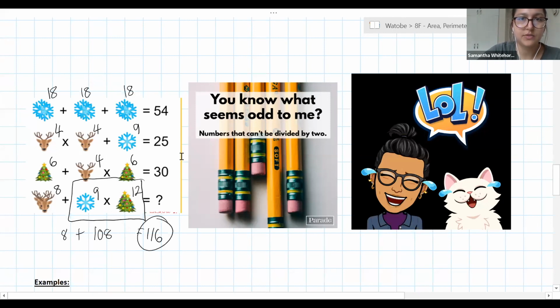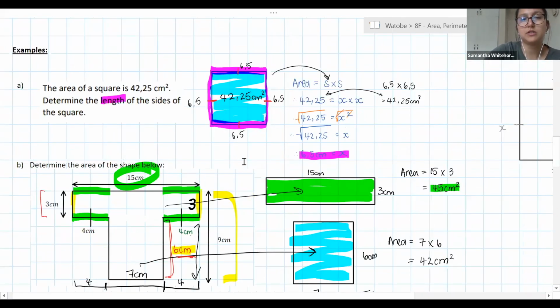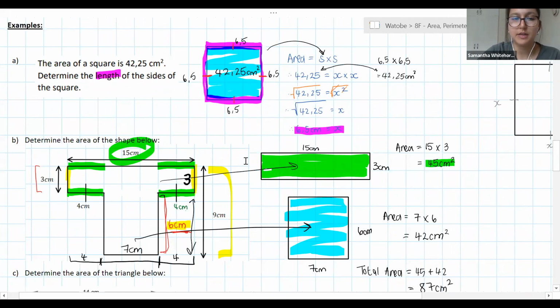Alrighty, so just for those who did want the first 2 examples, there you go. Do take a screenshot, and then we're going to have a look at our next one.